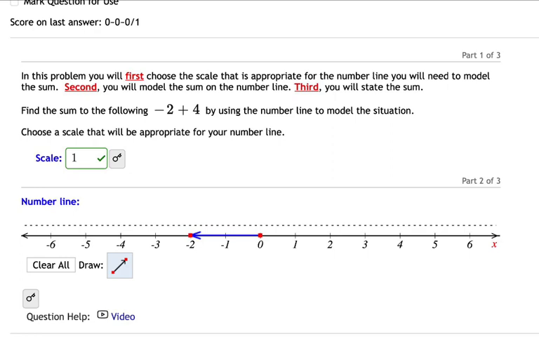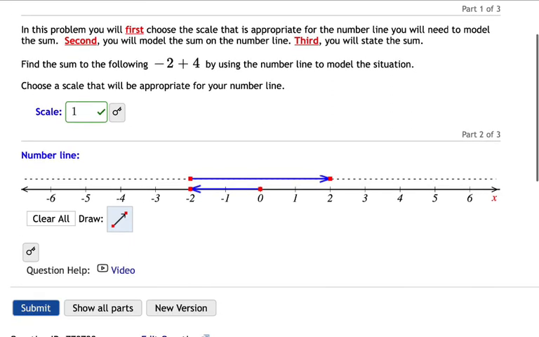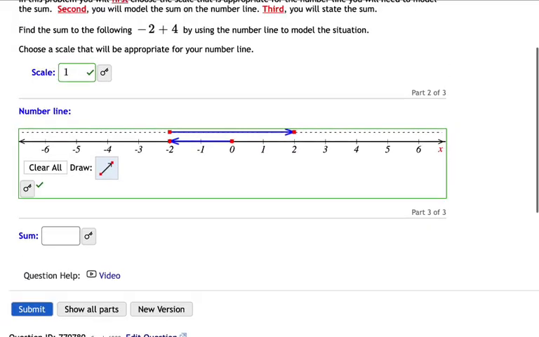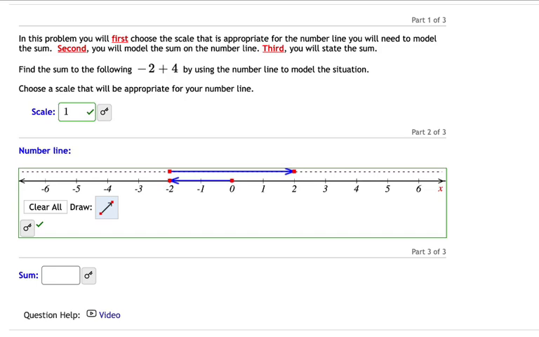The second part of your number line should always start where the first one ended. So we're going to start at -2, and we are adding 4. Since we're adding +4, we're going to go in the positive direction. If we were adding -4, we would go in the negative direction. So we're going to go 4 units, 1, 2, 3, 4 to the right. Then we press submit, and we can enter our answer. Our answer will always be where the last part of the number line ended.